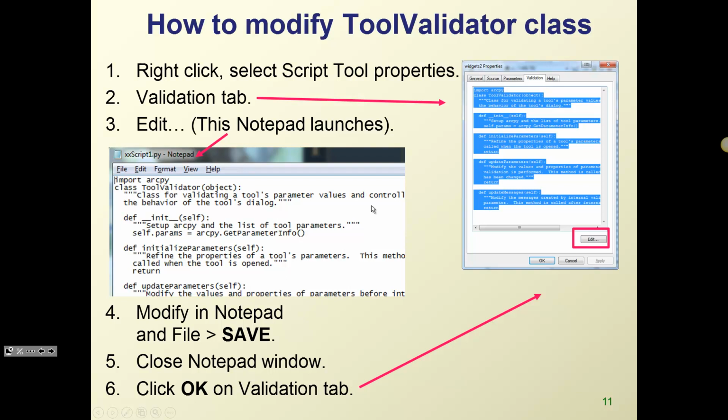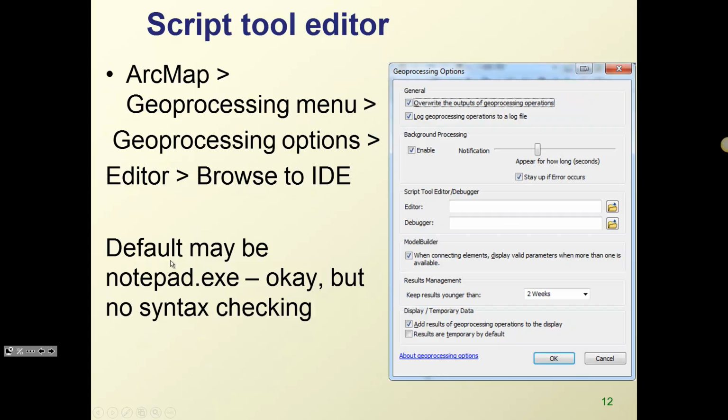If you have a problem in the code that you create, various things may go wrong when you run it, which maybe you'll see when you experiment with it. The thing is, Notepad doesn't have automatic indentation for you. It doesn't have syntax highlighting that you've gotten used to with Python Win. So you can set your script tool editor to something different, say like Python Win or PyScripter.